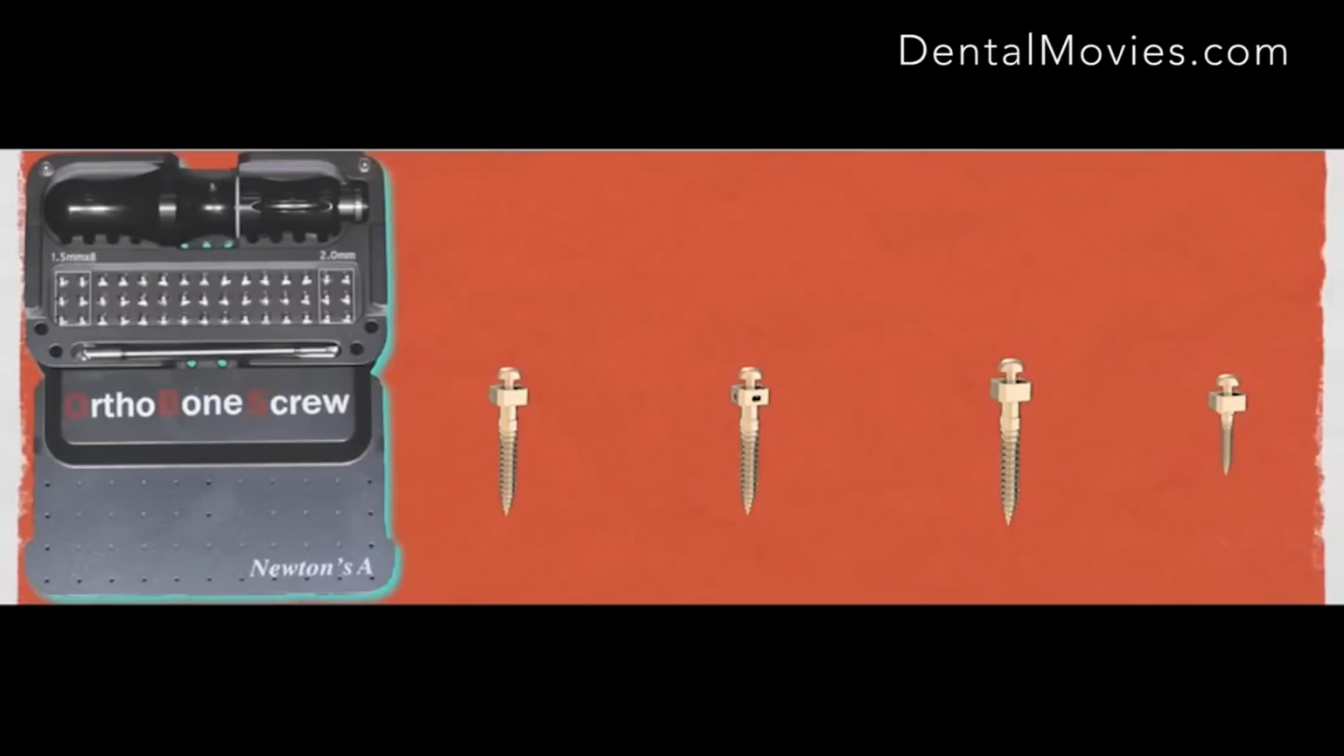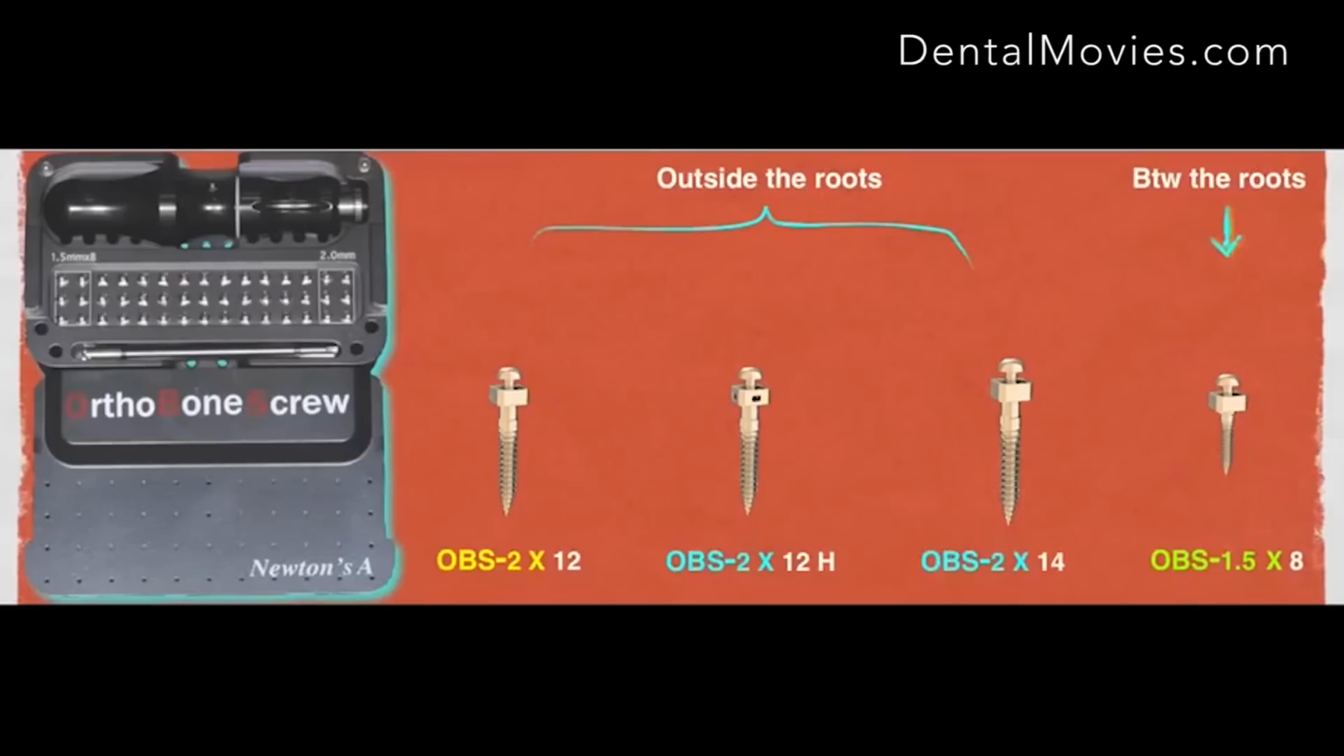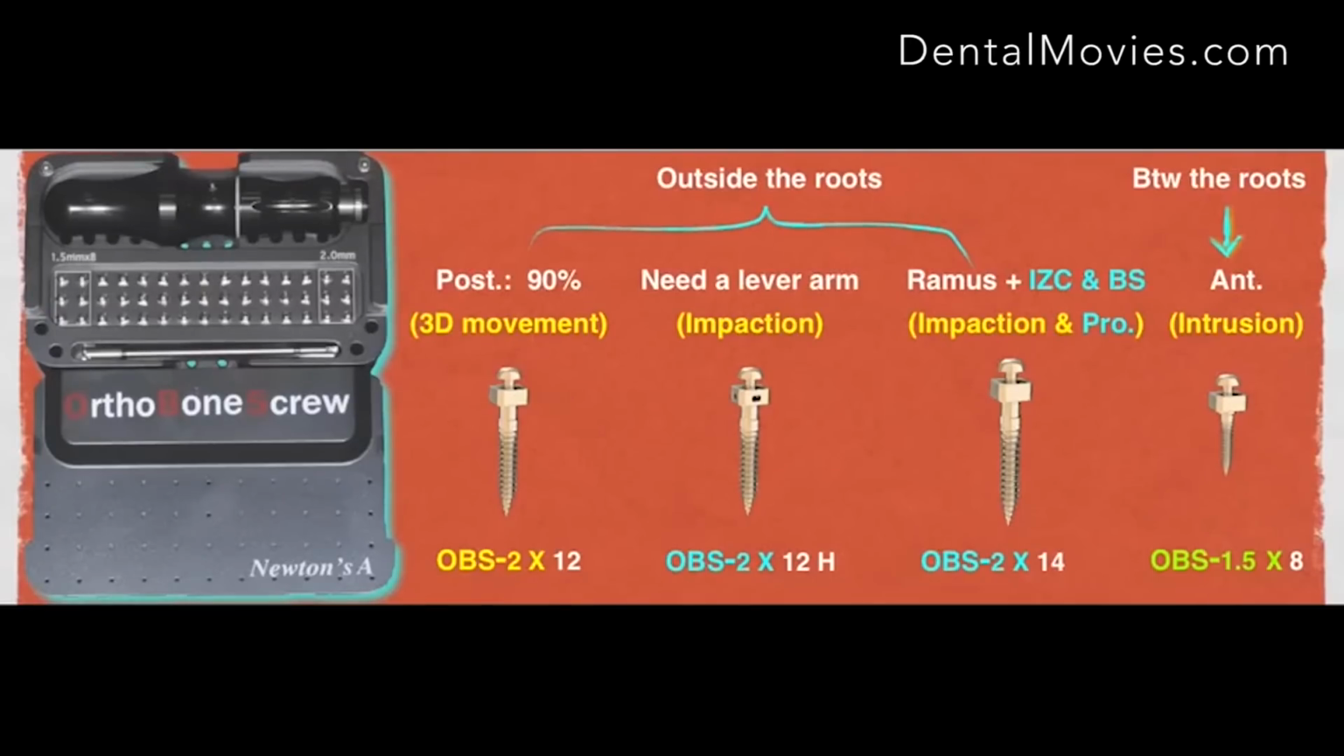And for the screws, I only use 4 kinds of screw. They are divided into 2 categories. One is outside the root, one is between the roots. For the upper anterior I use the between-the-root screw, 1.5 by 8. For the rest I use the outside-the-root big screw, and 90% of the time I use this screw. Only for very few impacted teeth I use this screw with a hole, because for impacted teeth I need to level up. Just very few. And the other one is for protrusion, or the Ramer screw. I use 2 by 14. That's it.